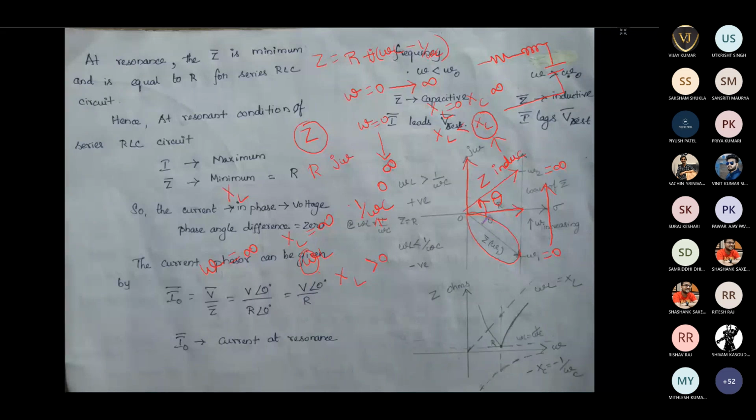Even if you write it in the impedance manner, the magnitude is root of R squared plus the whole square of omega L minus 1 by omega C. This is the magnitude. The angle can be given by tan inverse of omega L minus 1 by omega C, divided by R. At omega equal to 0, we saw that XC is the higher magnitude, so you will be getting minus tan inverse.